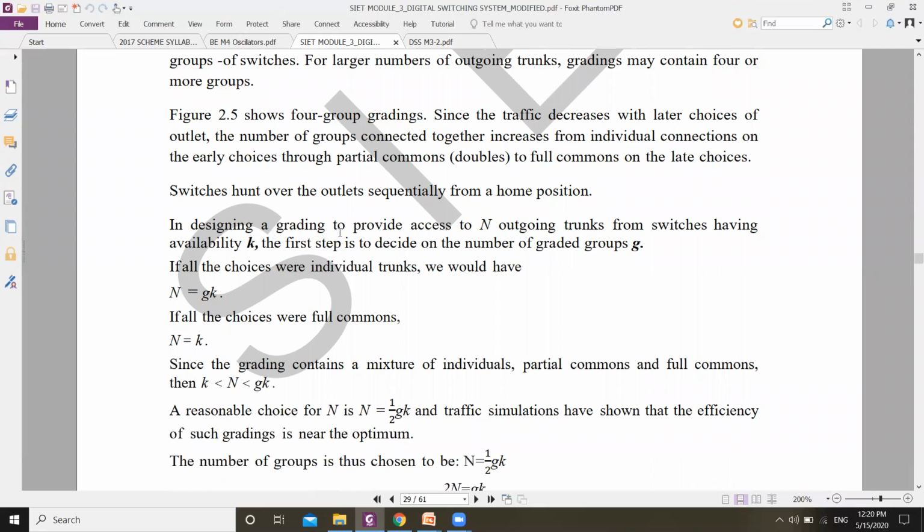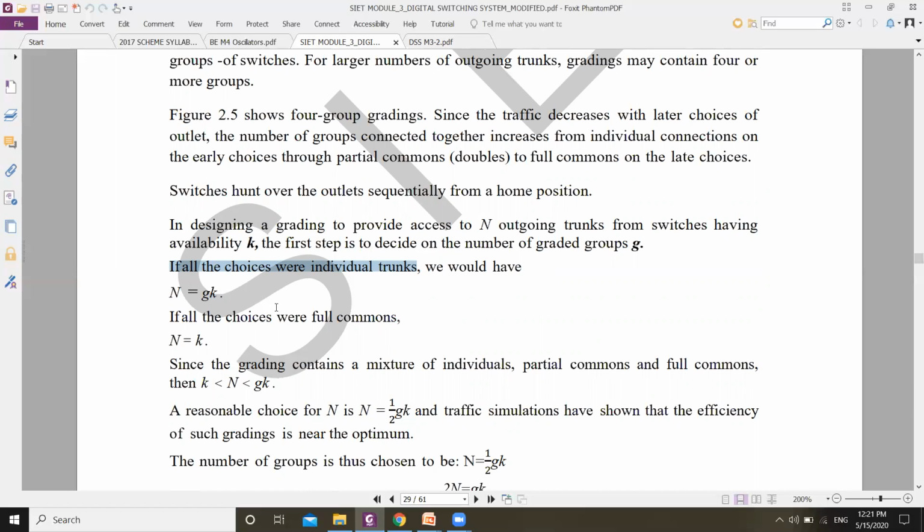In designing a grading to provide access to n outgoing trunks from the switches having availability K, the first step is to decide the number of graded groups G, which is given by n if all the choices were individual trunks. Okay, we have the first condition. If all the choices were individual trunks, then we would have n is equal to G into K.